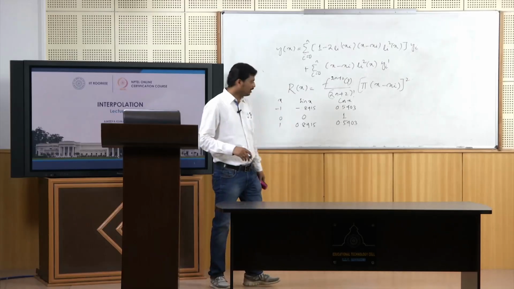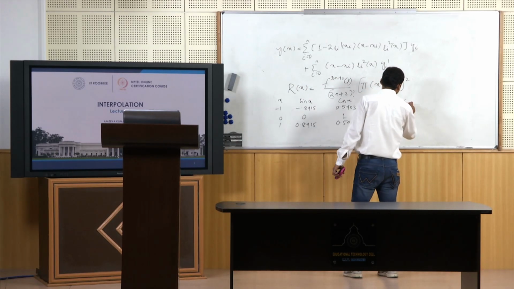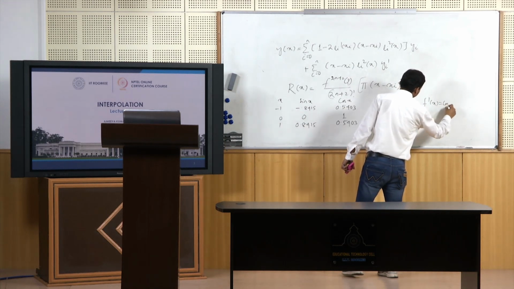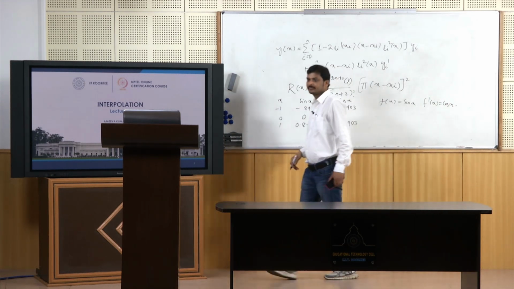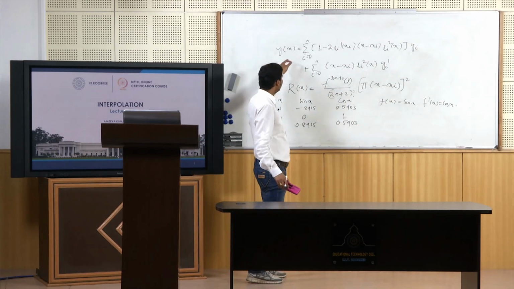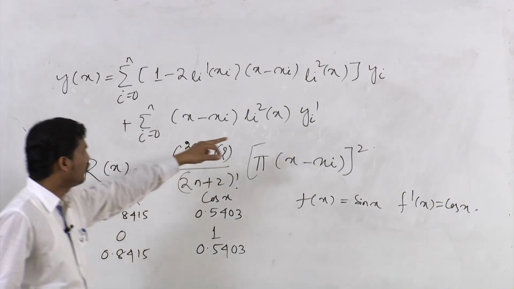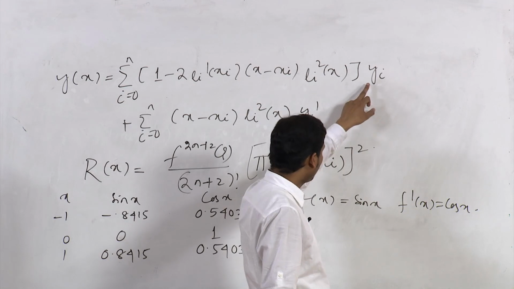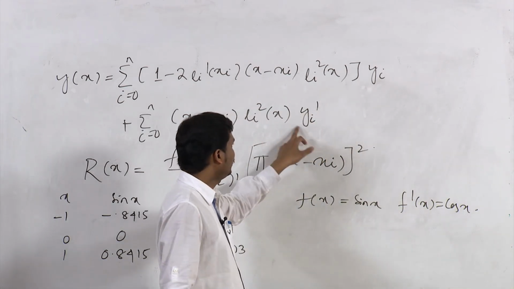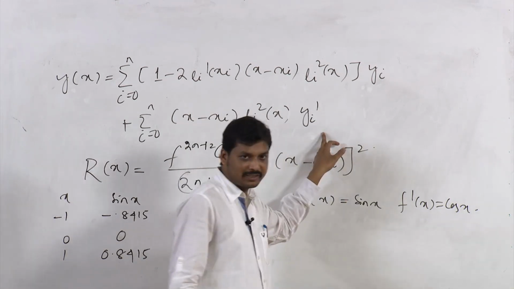Here f of x is sin x, and f dash x is cos x. If we want to express this in the formula for y of x, we can directly put y of xi as f of xi, that is sin of xi, and yi dash of xi can be written as cos of xi.